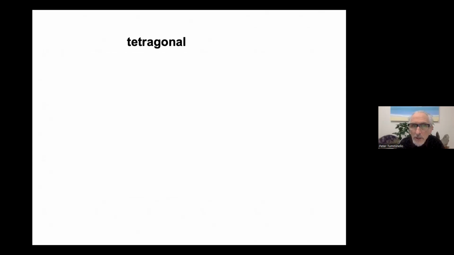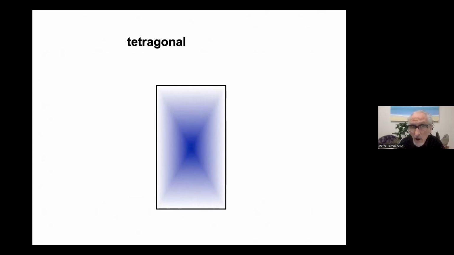The second structure is tetragonal. So the tetragon is what we know as the triangle, as the rectangle.